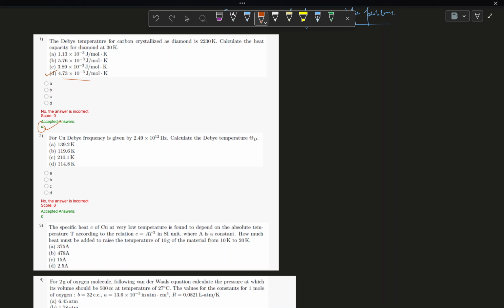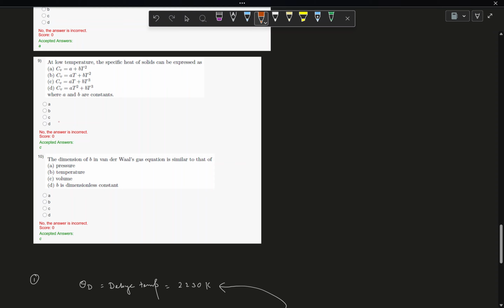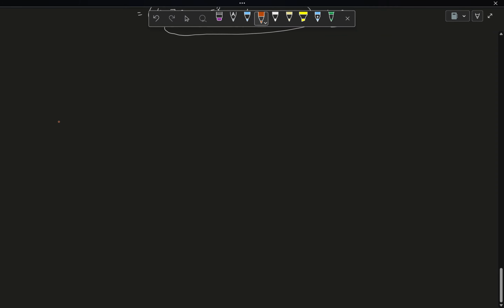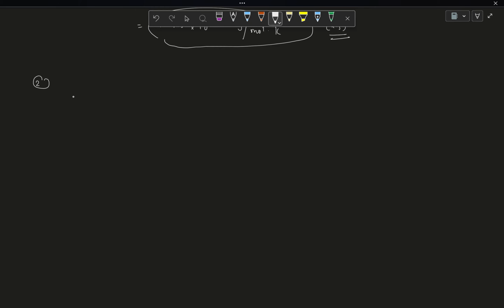Okay, then moving on to the next question, that for copper the Debye frequency is given as 2.49 10 to the power 12 Hz. Then calculate the Debye temperature for copper, where 4 options are given. So first of all, this is a very straightforward problem because this does not only concern the specific heat aspect, but this is true for any temperature scale and energy scale we associate this formula with.